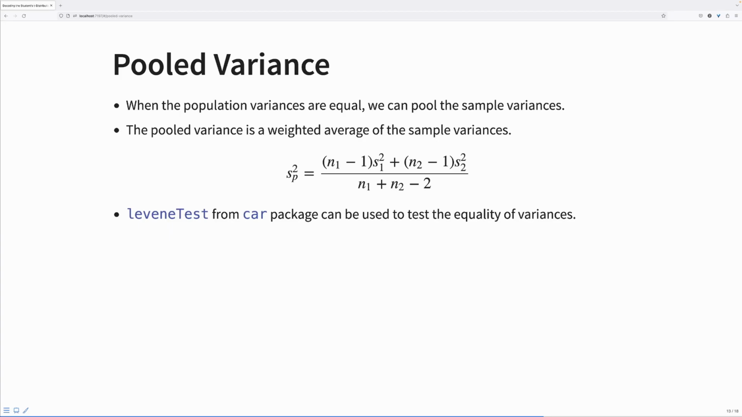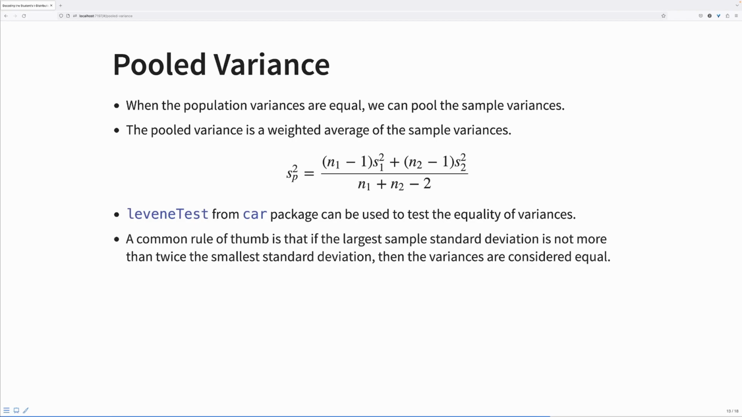But this is beyond the scope of this video. A common rule of thumb is that if the largest sample standard deviation is not more than twice the smallest standard deviation, then the variances are considered equal. And we can set var.equal equals TRUE in the t.test function. So here is how you calculate the test statistic using the pooled variance.